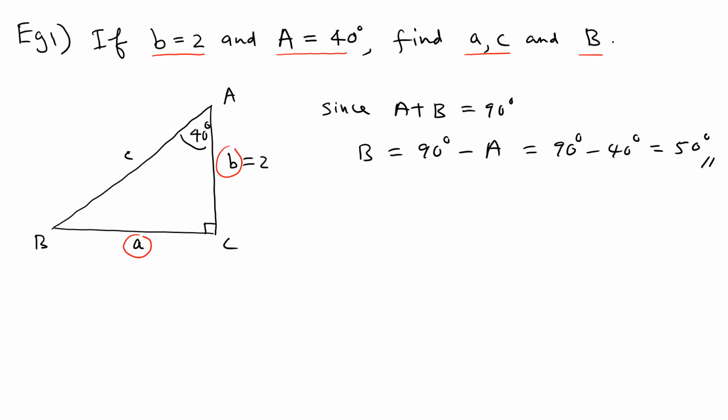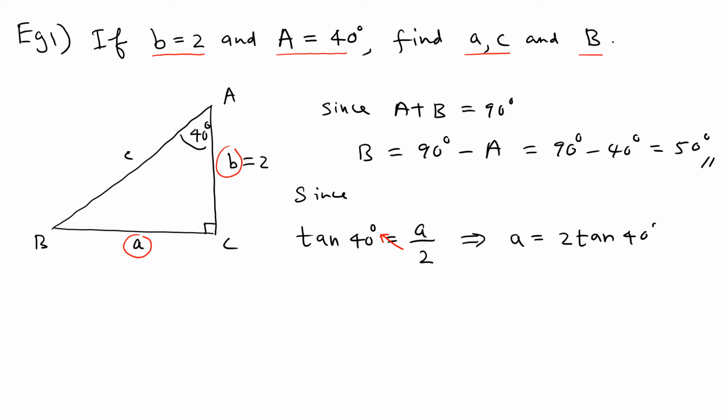So we're going to go with tan 40. You can see tan 40 is opposite, which means a, and then adjacent in this case is b, but b equals 2. So what we can do is simply cross multiply. Once you cross multiply, you get the value of a. So this says that a equals 2 tan 40.